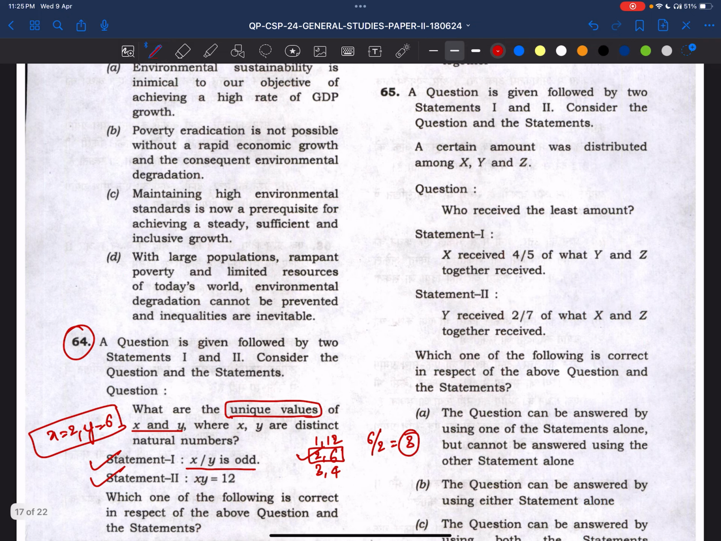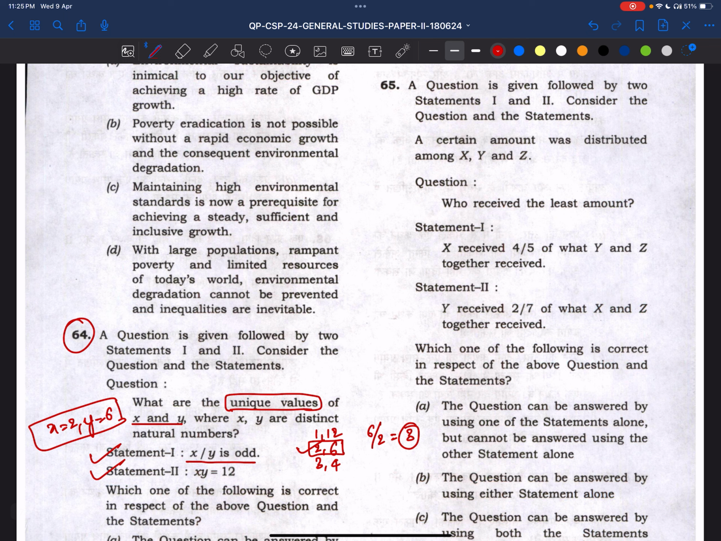Okay. Now, 65th question. A question is given followed by two statements, 1 and 2. Consider the question and the statements. Who received the least amount? See, a certain amount was distributed among x, y, and z. X received 4 by 5th of y and z together. So that means x is equal to 4 by 5 times of y plus z. How can you write this? 5x is equal to 4y plus 4z. So let this be equation number 1.